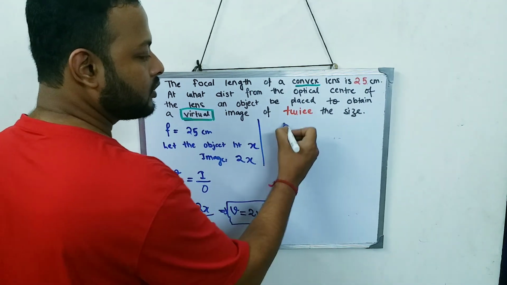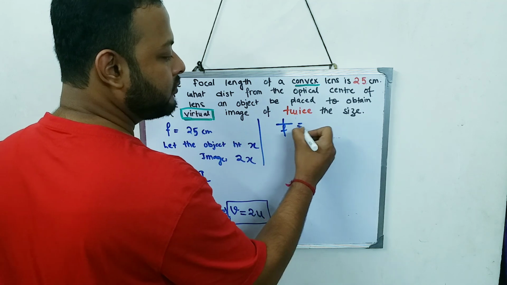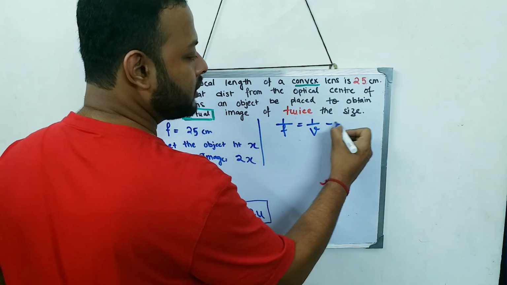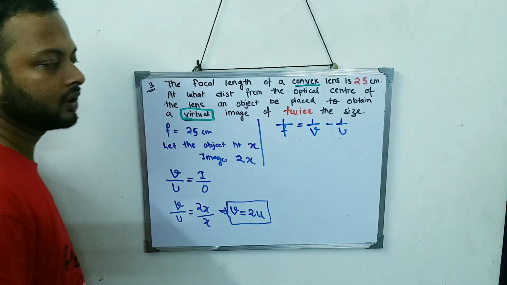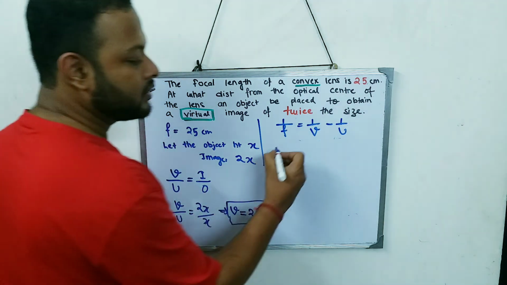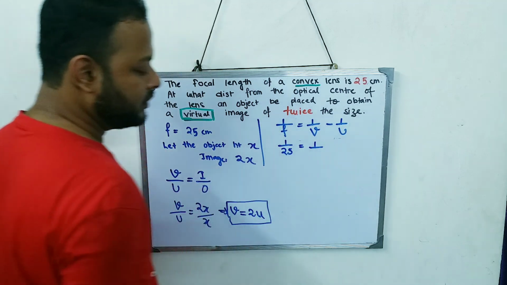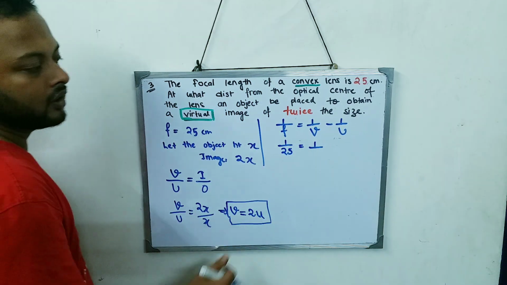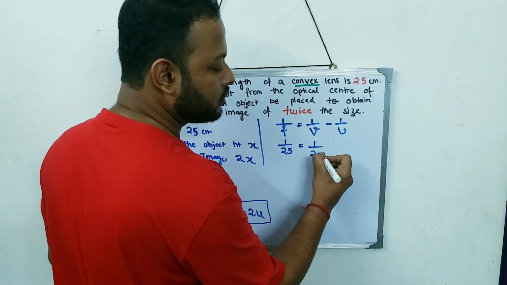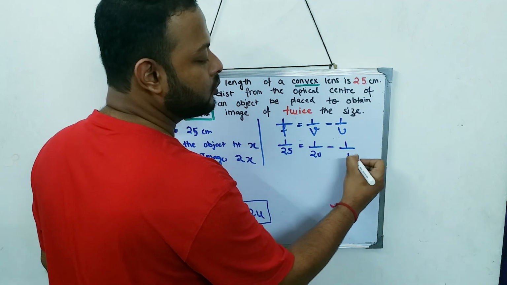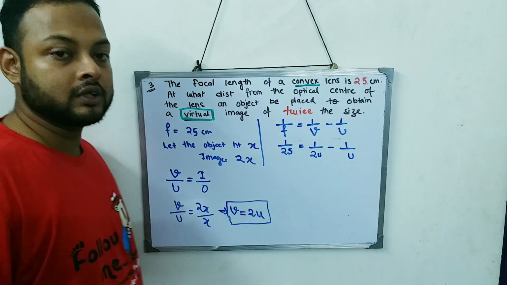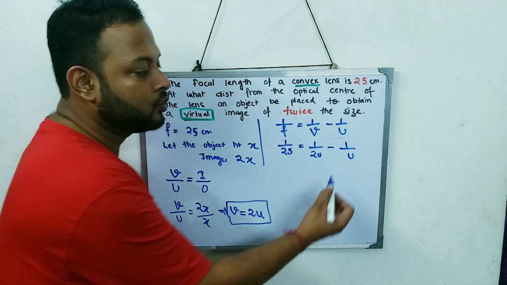Now I'll use 1 by f is equal to 1 by v minus 1 by u. I'll use this formula. And now f is given as 25. 1 by 25 is equal to 1 by v, and v I already got as 2u, minus 1 by u. Now over here also I will say one thing, don't put a minus u.